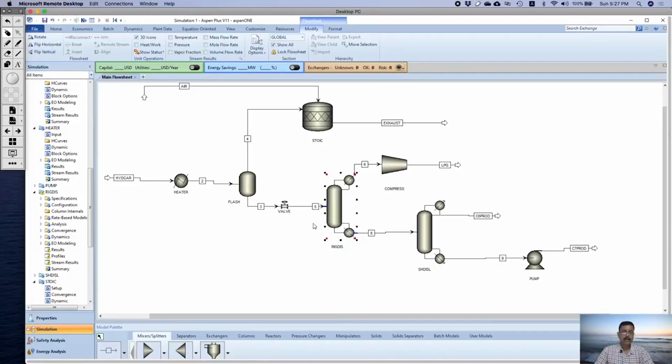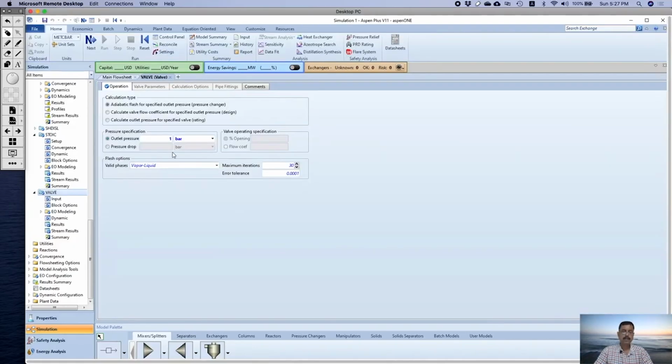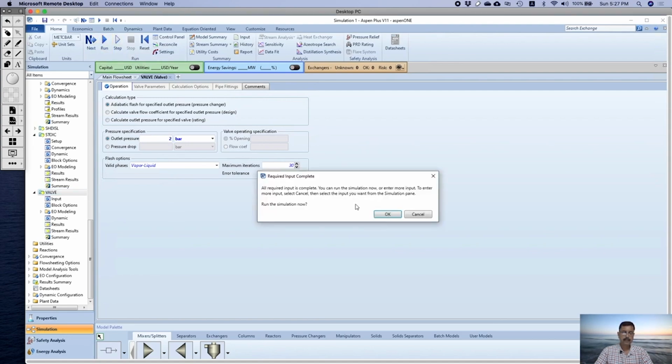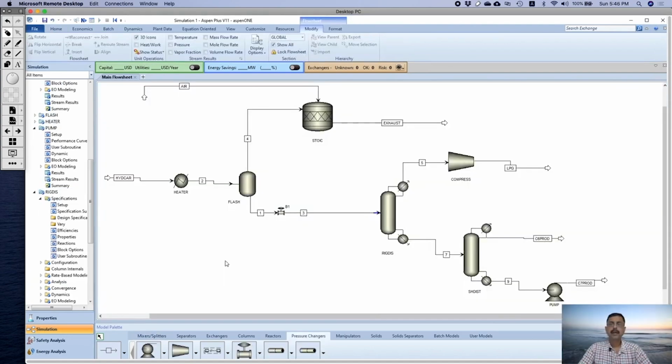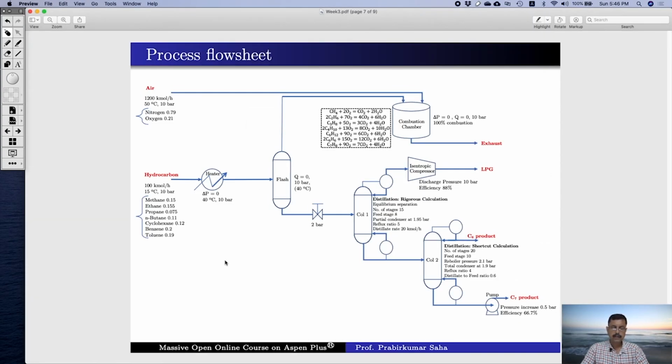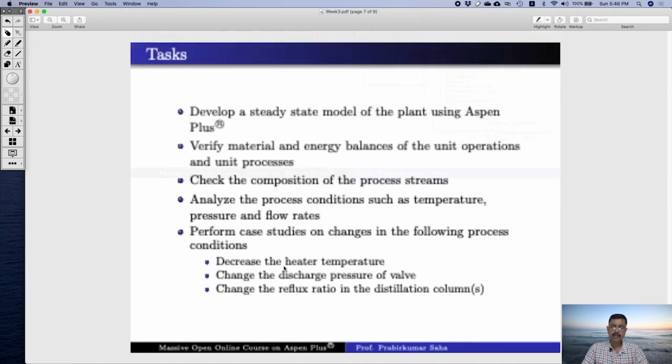I mean, unless we use some kind of pump or something, it cannot happen that way. Aspen is doing the calculation as per the information it is given, but it is giving you the warning also that unless you fix this warning, your design may be wrong. So we go back to 2 bar pressure and run the simulation. Okay, now we shall see our last task, that is change in reflux ratio in the distillation column.